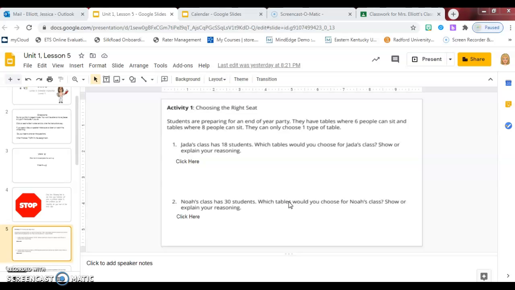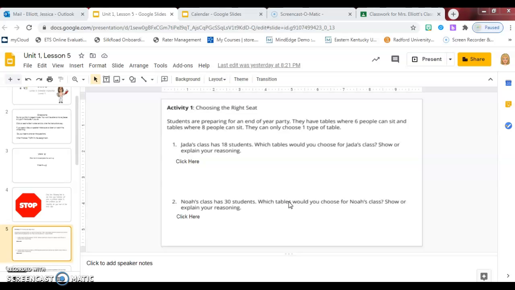Which tables would you choose for Jada's class? Show or explain your reasoning. So in other words, would you choose the 6 people table or the 8 people table? Okay, now remember, you don't want a bunch of extra tables. Think about it in a classroom. If you had a bunch of extra tables during a party, would that be fun? Or would you be able to move around?